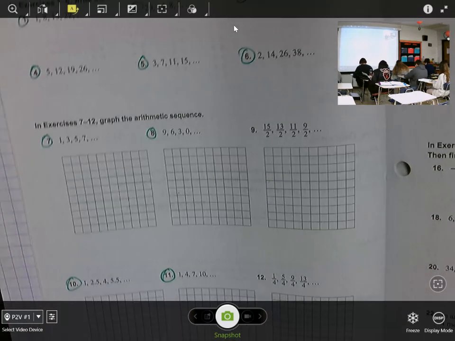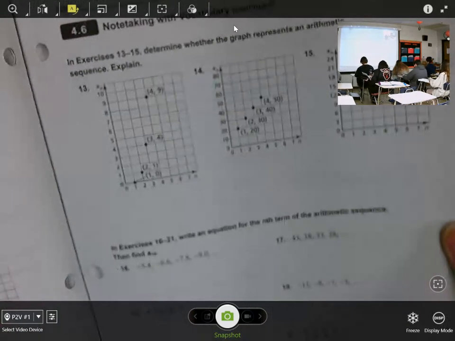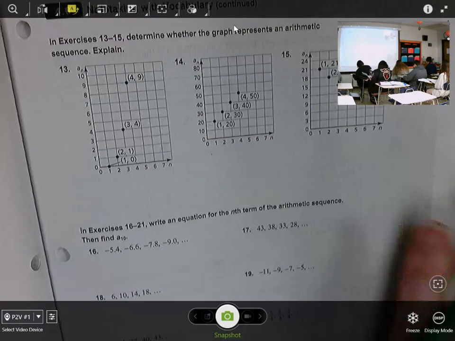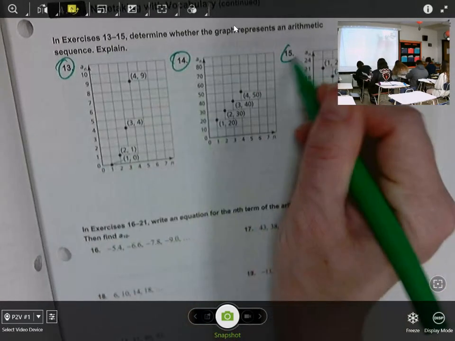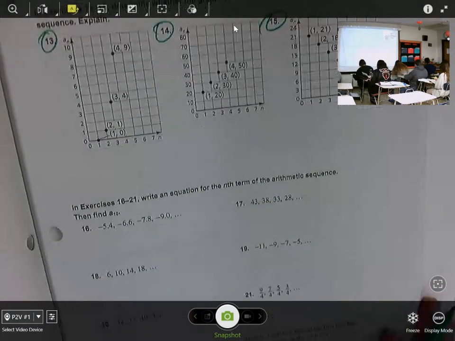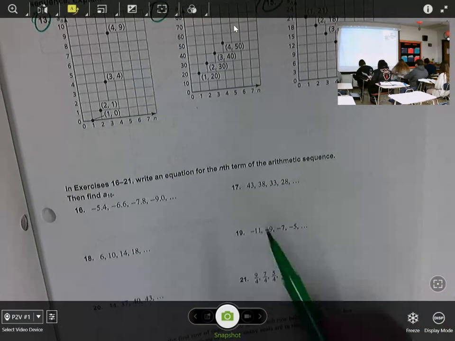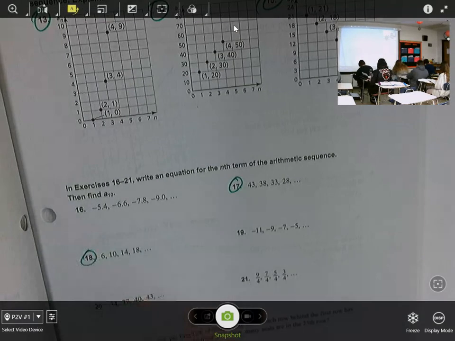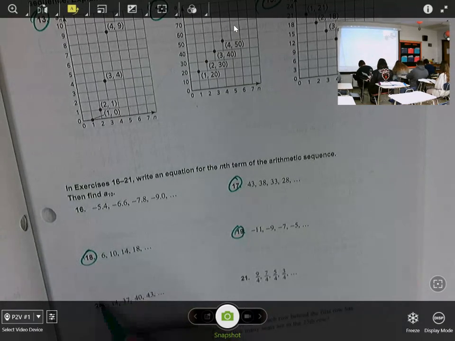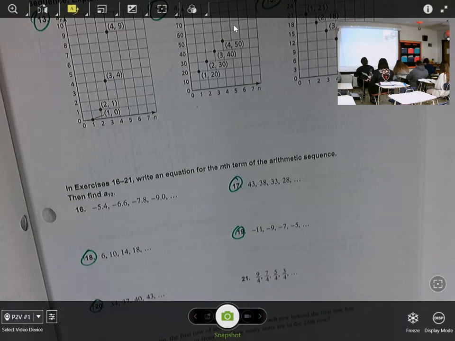All right, and then let's go over to page 125. Do 13, 14, and 15. And then I also want you to do numbers 17, 18, 19, and 20. All right, so you got 1, 2, 3, 4, 5, 6, 7, 8, 10, 11, 13, 14, 15, 17, 18, 19, 20. Okay, so that's your assignment for today.